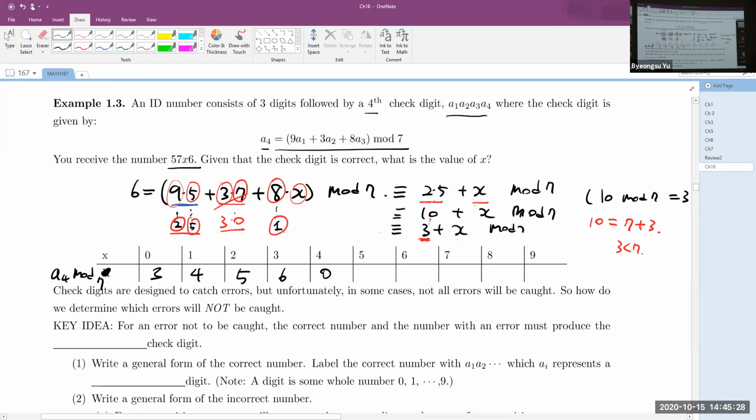And when x is 5, it should be 1, because 8 mod 7 is just 1. And for 6, 3 plus 6 is 9, but 9 mod 7 is 2, so it should be 2. So here, the only possible x in this case should be 3, right? Because we already know that the check digit is 6, and the only one that gives you 6 is when x is 3, right? So the value of x is 3.